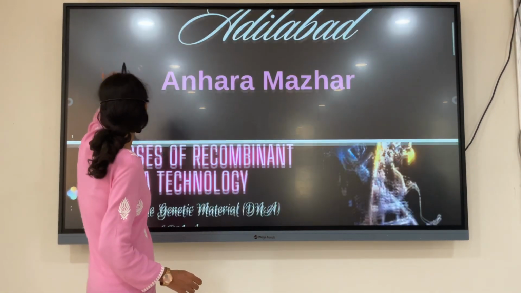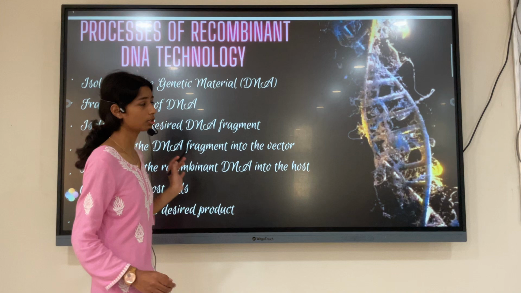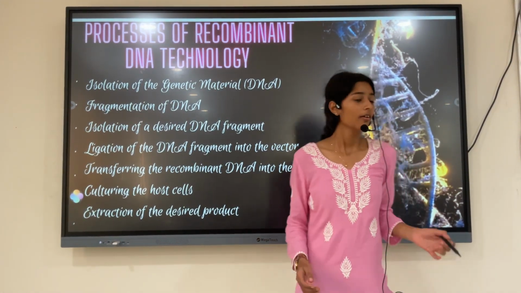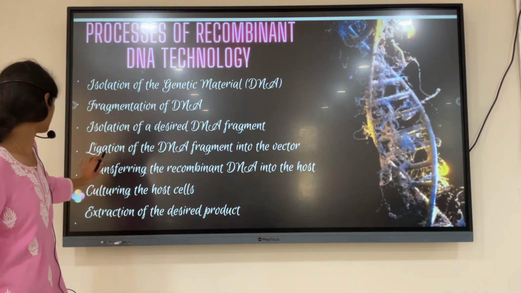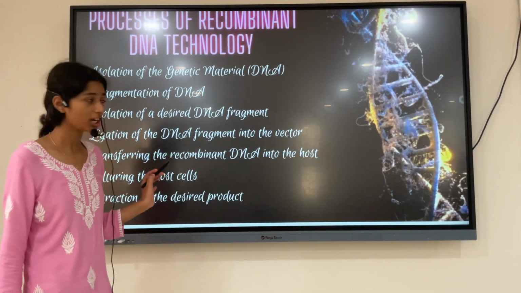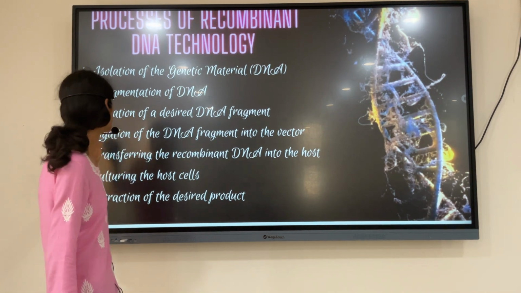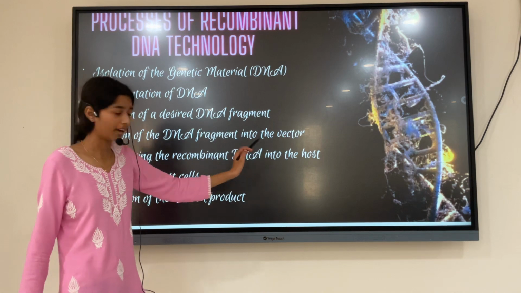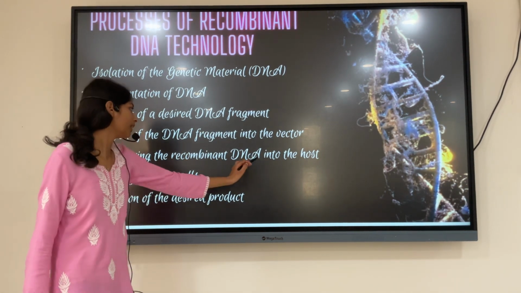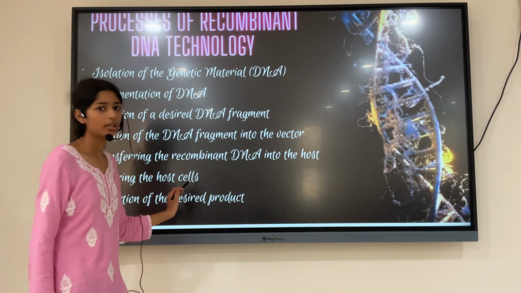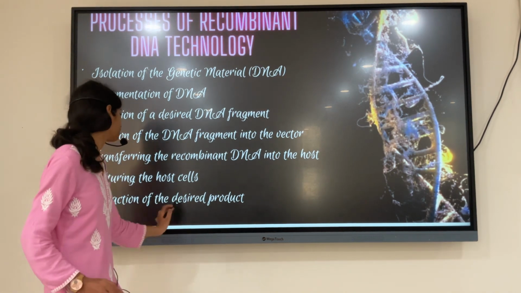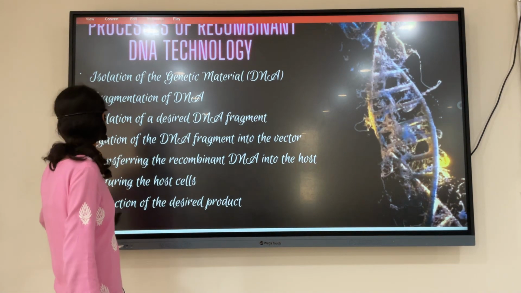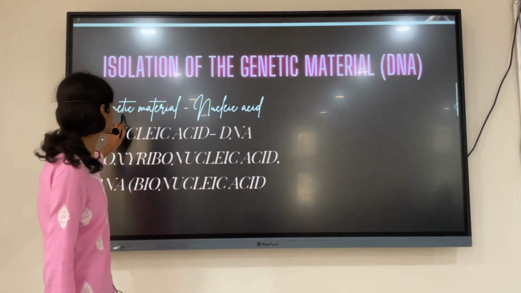So today I am going to talk about the topic process of recombinant DNA technology. When we make a recombinant DNA, we will have to go through 6 different processes, namely isolation of the genetic material, fragmentation of DNA, isolation of a desired DNA fragment, ligation of the DNA fragment into the vector, transferring the recombinant DNA to the host, culturing the host cells on a large scale, and then extraction of the desired product. So first we are going through the first process, which is isolation of the genetic material.